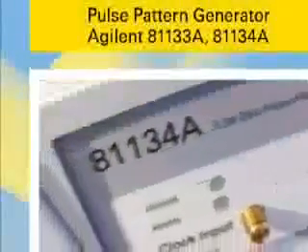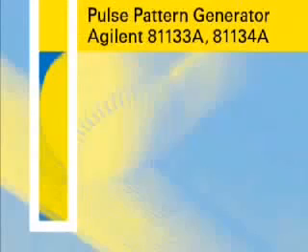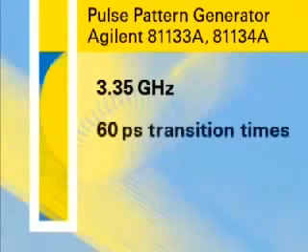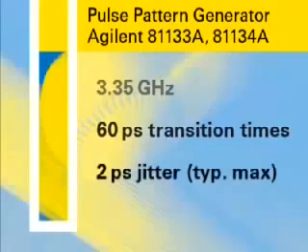This video will provide you with insight into the Agilent 81133A and 81134A 3.35 GHz high-speed pulse and pattern generator. The Agilent 81133A and 81134A are pulse and pattern generators with 3.35 GHz maximum frequency, fast 60 picoseconds transition times, and typically less than 2 picoseconds of total jitter.